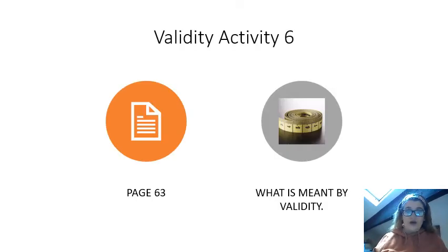Okay, let's move on to the last bit now, which is validity. Okay, so if we can turn to page 63 in your booklet, and we're just going to have a look at what is meant by validity. We've mentioned it before, and validity is basically, are you accurately measuring what you set out to measure? So what I would like you to do from page 63, if you can add the definition to the glossary.